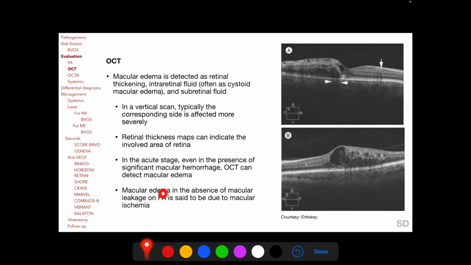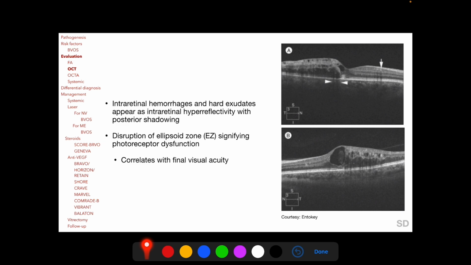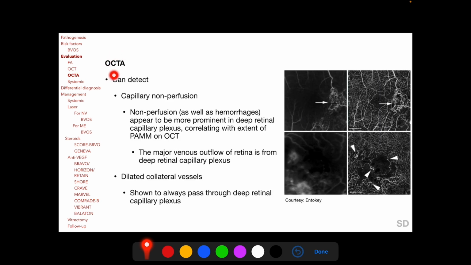Also, macular thickening on OCT in the absence of macular leakage on fluorescein angiography is said to be due to macular ischemia itself. Intraretinal hemorrhages and hard exudates appear as intraretinal hyperreflectivity on OCT with posterior shadowing as seen here in this OCT. And disruption of the ellipsoid zone on OCT signifies photoreceptor dysfunction and predicts a poor visual outcome. OCTA can detect capillary non-perfusion as well as dilated collateral vessels. In this photograph, these are magnified views of fluorescein angiograms with their corresponding OCTA images.